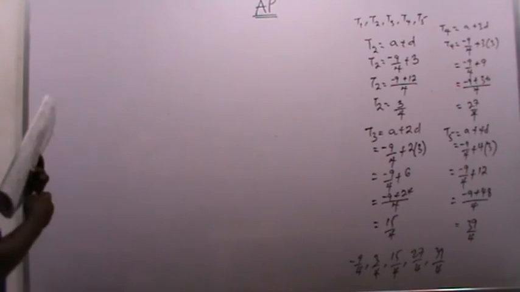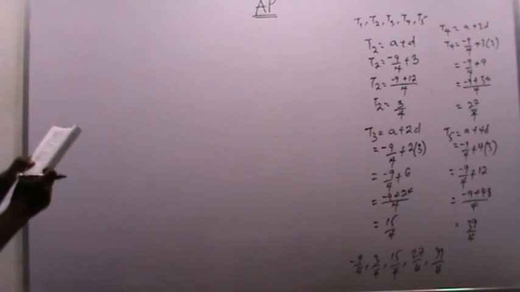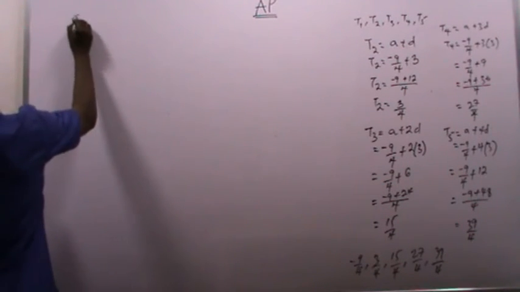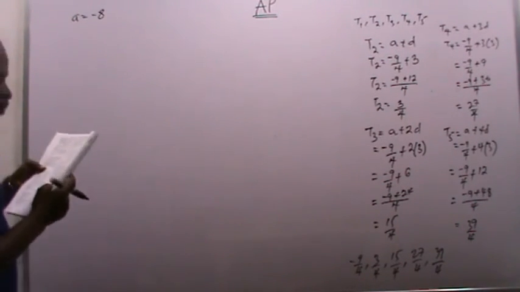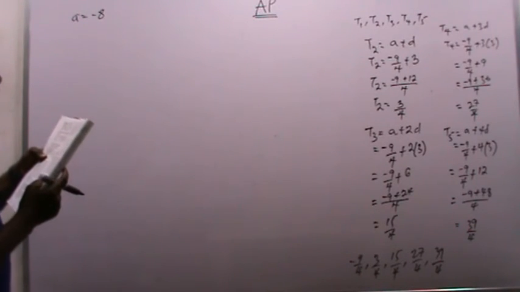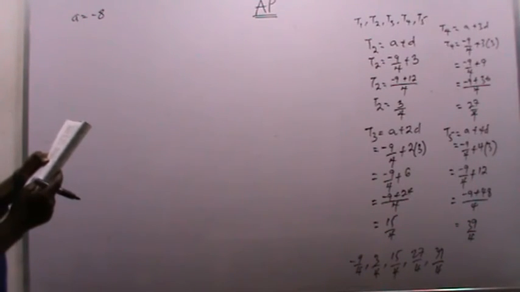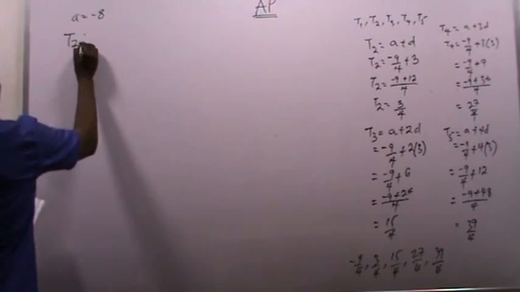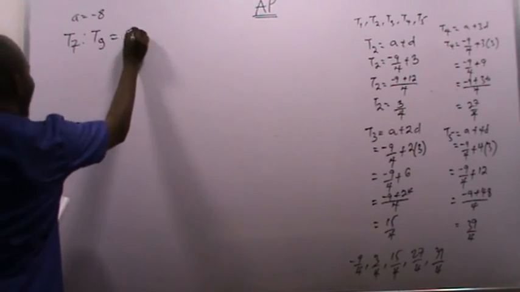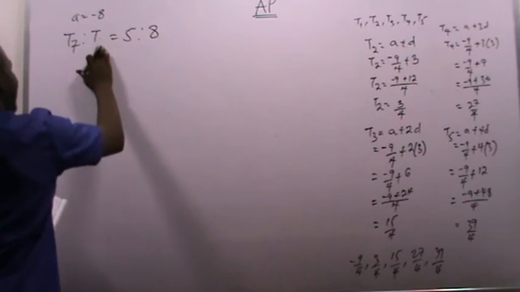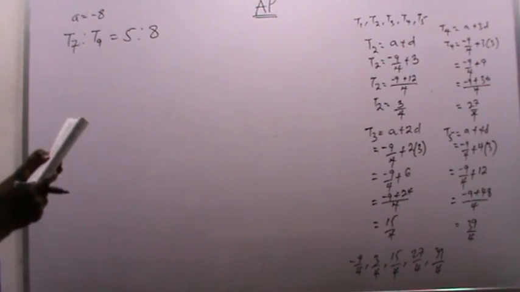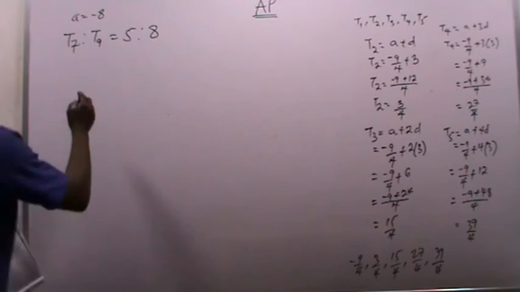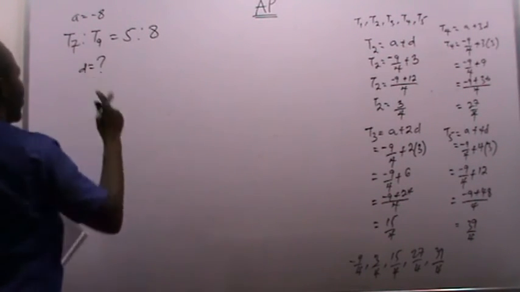2015 question 9A. I'll read the question. The first term of an arithmetic progression is minus 8. If the ratio of the 7th term to the 9th term is 5 ratio 8, find the common difference of the AP.